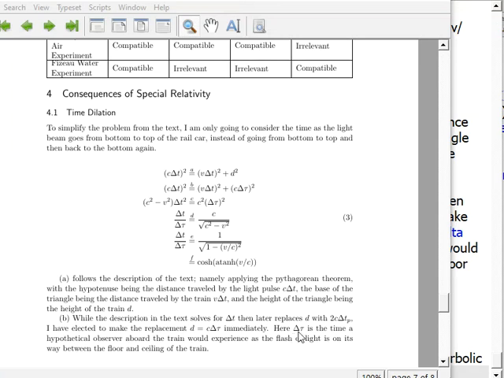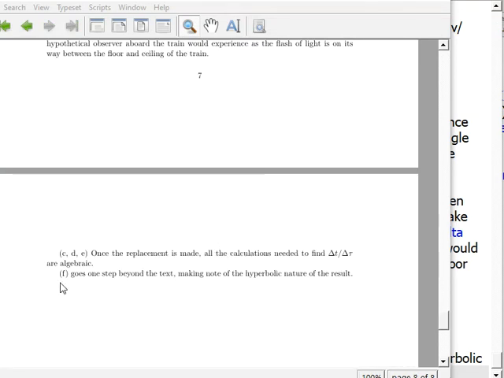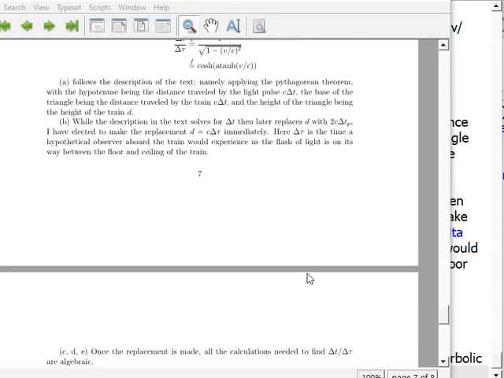And this delta tau is the time a hypothetical observer aboard the train would experience as the flash of light is on its way between the floor and ceiling of the train. Okay, steps C, D, and E are all just algebraic, and we're trying to get the delta t over delta tau here. And step F is something a little bit extra. F goes one step beyond the text, making note of the hyperbolic nature of the result.